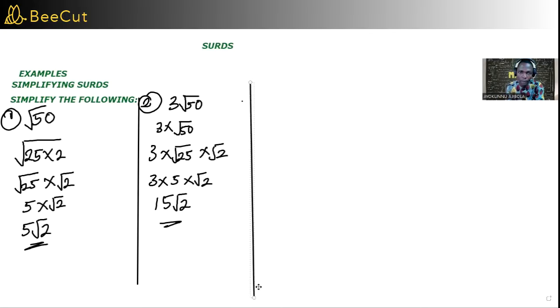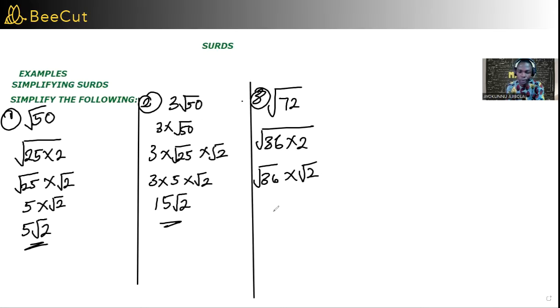We get another one. I see this one says root 72. Number 3, root 72. This time around, I have 36 times 2. Then the root of 36 is 6, so I have 6 root 2 as my answer.